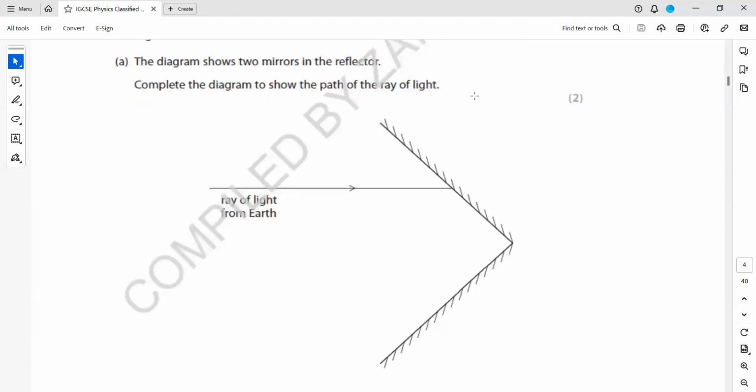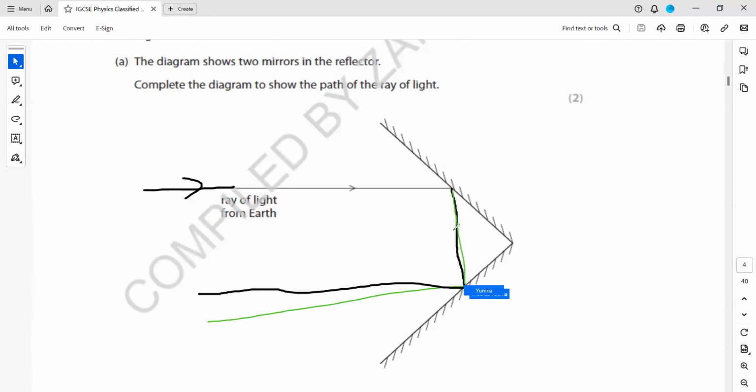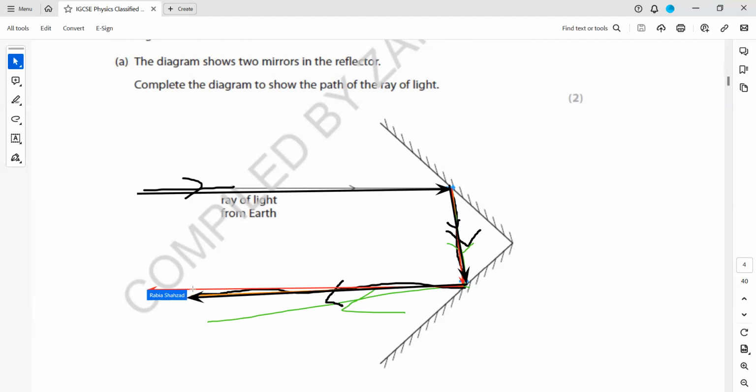The diagram shows two mirrors in the reflector. Complete the diagram to show the path. So the scientists are sending the light from the Earth. That's how they send it. Then it will reflect from the first mirror, and then it will reflect from the second mirror, and it will reach us. You don't have to draw an eye. This is the path of the light. So it will undergo a reflection. So striking the mirror, then reflection, then another reflection.